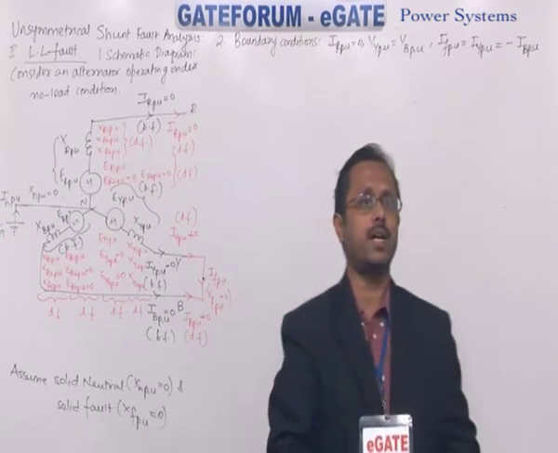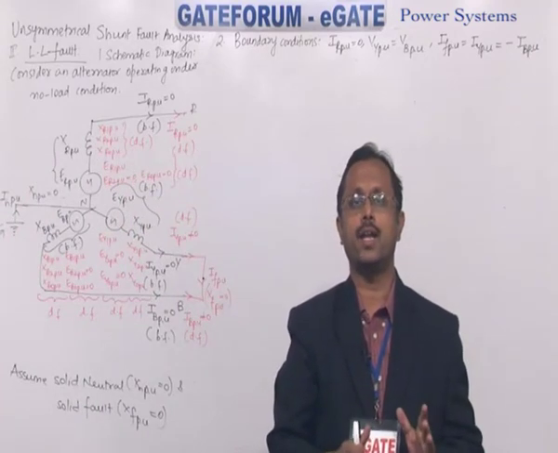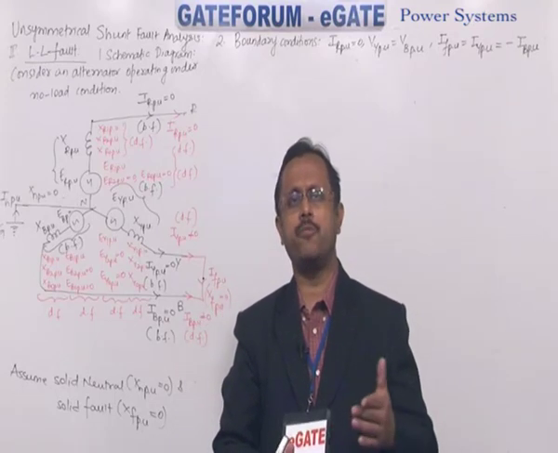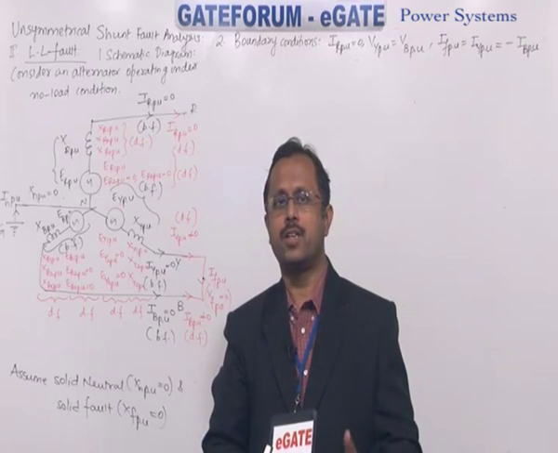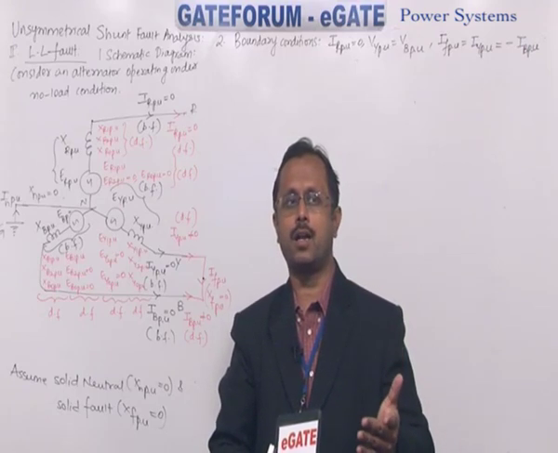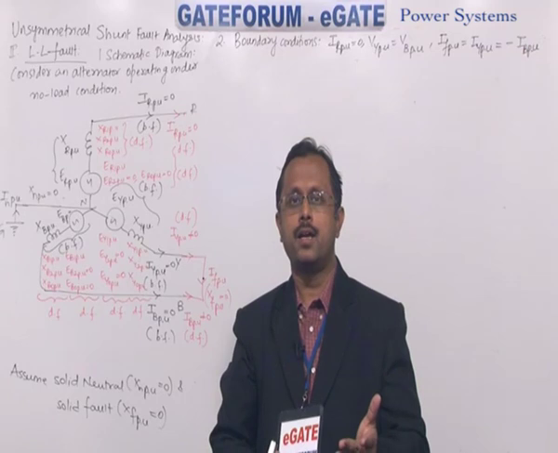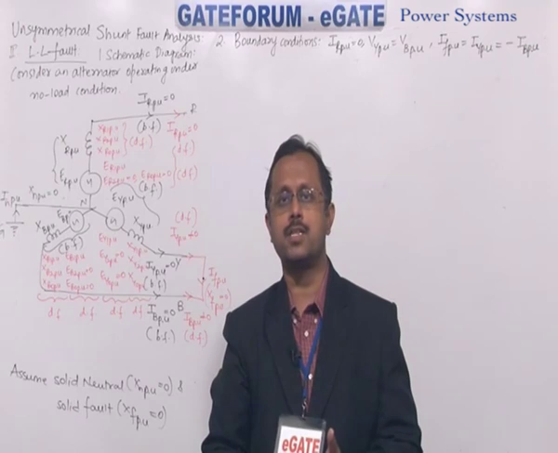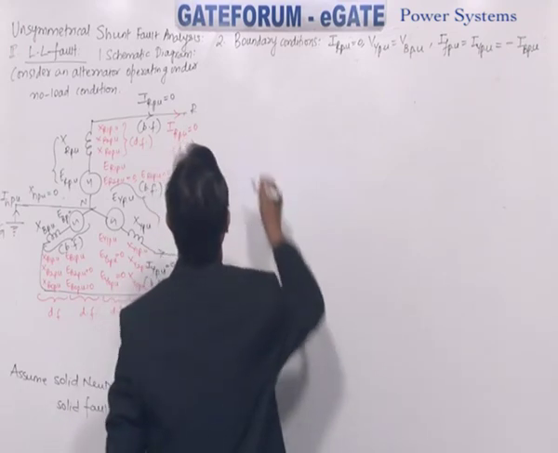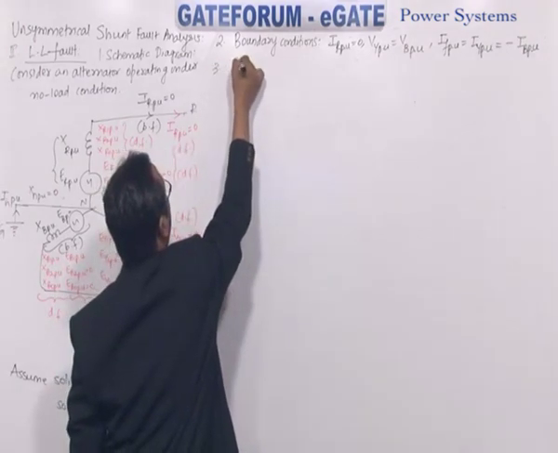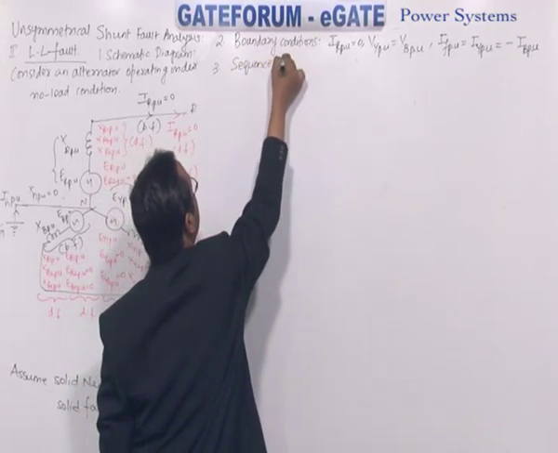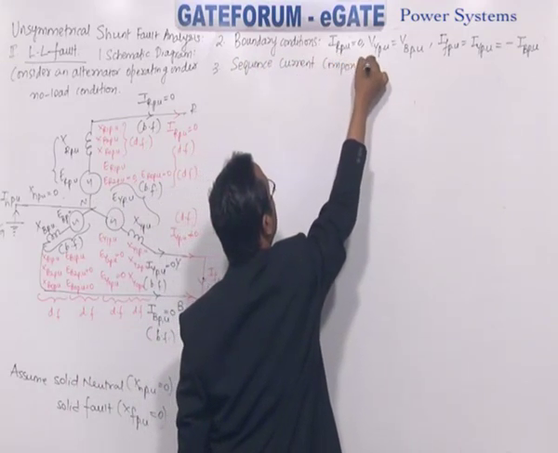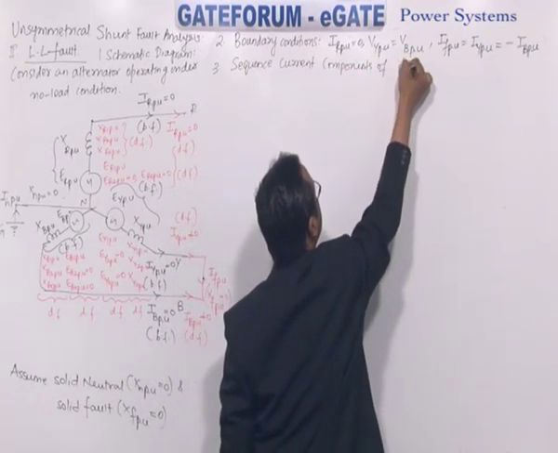Now once you know the boundary conditions, we have to analyze what are the sequence current components. Every time we express in R phase, whether R phase is involved with fault or not, irrespective of that, represent sequence current components of R phase corresponding to line fault. So now we have to represent the sequence current components of R phase.